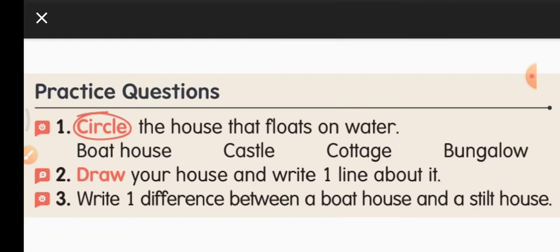Second question, draw your house and write one line about it. So, in your EVS notebook, you draw your house, color it and write one sentence about your house. Third question, write one difference between a boat house and a stilt house. A boat house floats on water. A stilt house is made on wooden sticks, right?